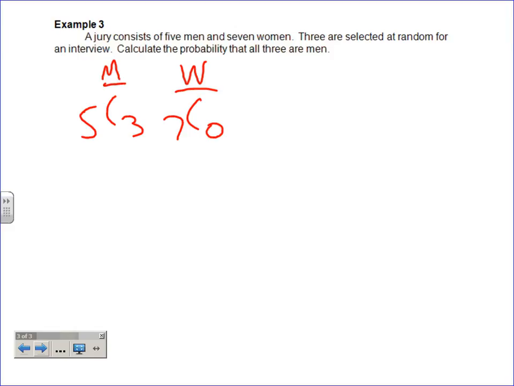But we got 5 choose 3 and 7 choose 0. I'll tell you that one. 1. What'd you get? This one's actually pretty easy. It's 10. It's 5 factorial divided by 3 factorial divided by 2 factorial, so it just comes out to 3. Yeah. All right. So 10.